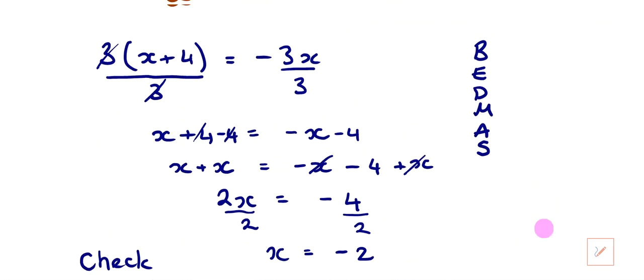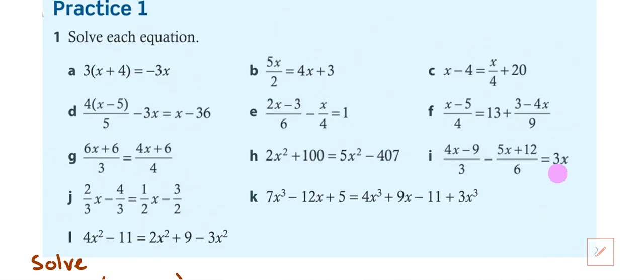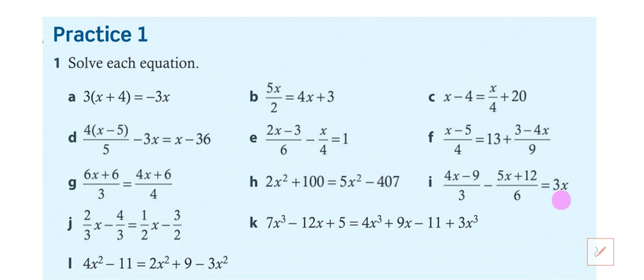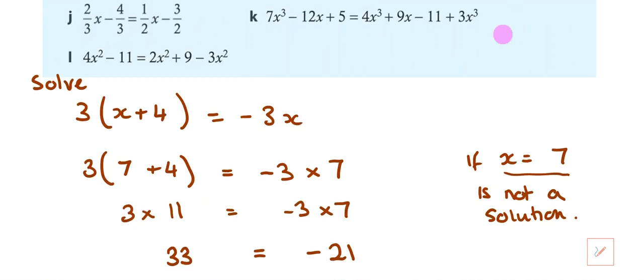Right, so we've only got a few minutes. Alright. What should we have a look at? B. Have a look at B? Go for it. Let's do a nice 5x over 2 equals 4x plus 3. 5x divided by 2 equals 4x plus 3.